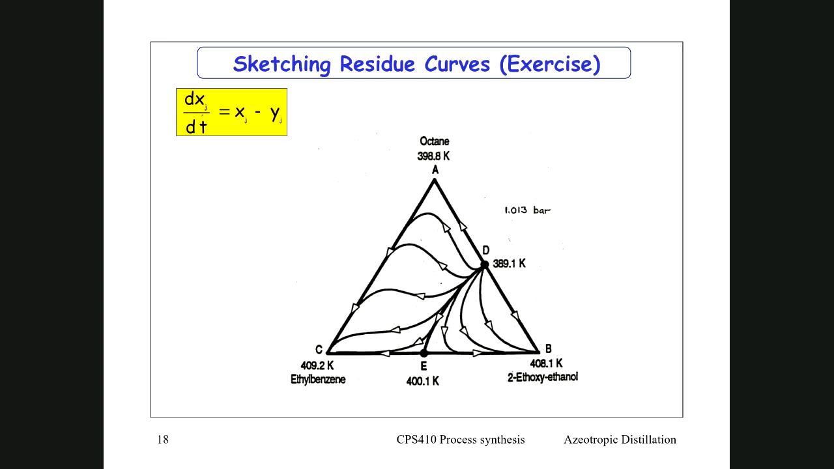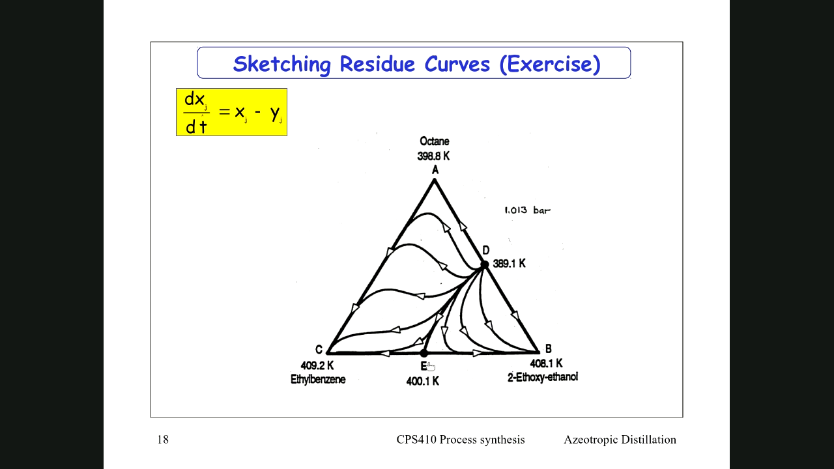Just to have a look at some of the other possibilities when you have azeotropes. So let's have a look at this system: A, B, C, and A and B have an azeotrope called D, but also C and B have an azeotrope called E.